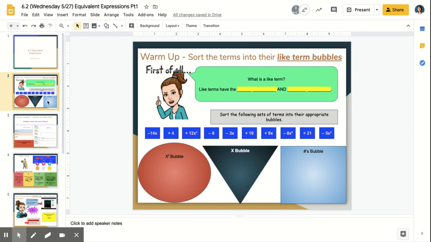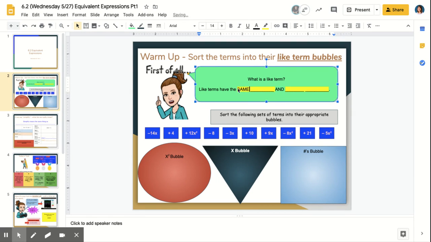So let's do a little warm up. Before we do anything, we need to sort our terms into like term bubbles. But what is a like term? Like terms have the same variable and the same exponents. All right, so let's sort the following into their appropriate bubbles.